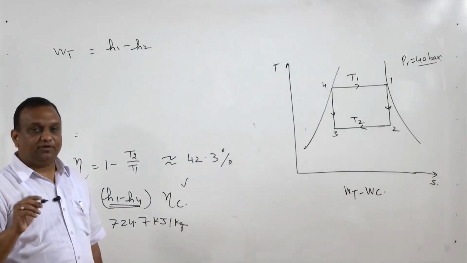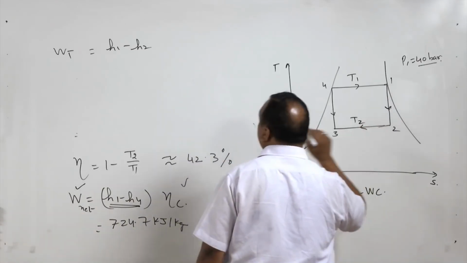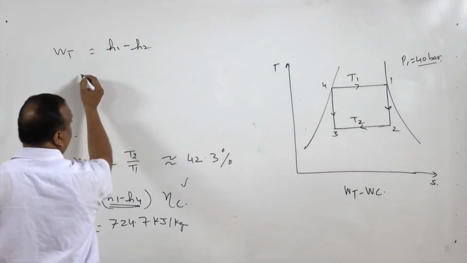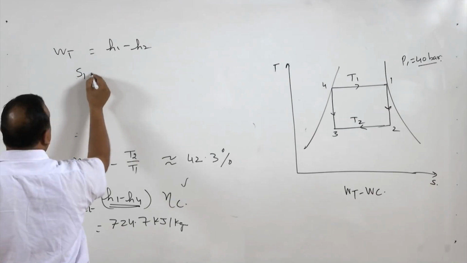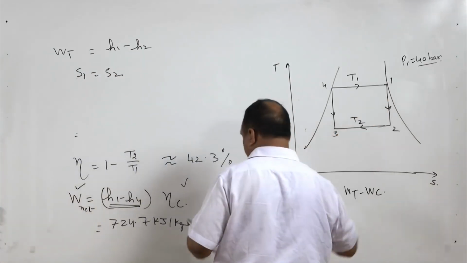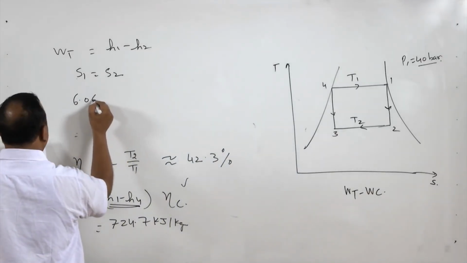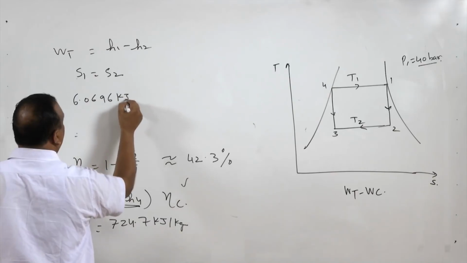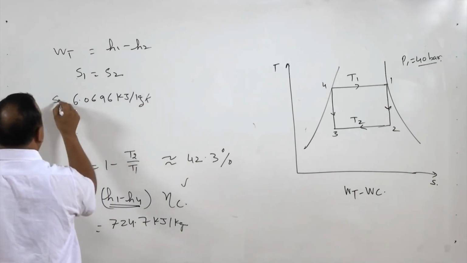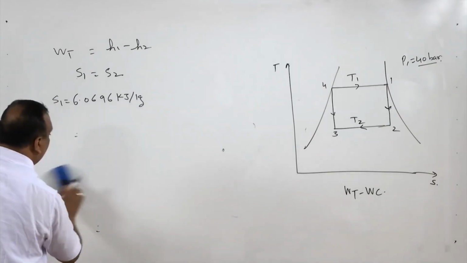H2 is not given in the steam table. So, in order to find H2, we will take S1 is equal to S2, it is a property of this process, S1 is equal to S2. S1 we can take from the steam table. So, S1 is 6.0696 kilojoules per kg Kelvin, and that S1 is equal to S2.